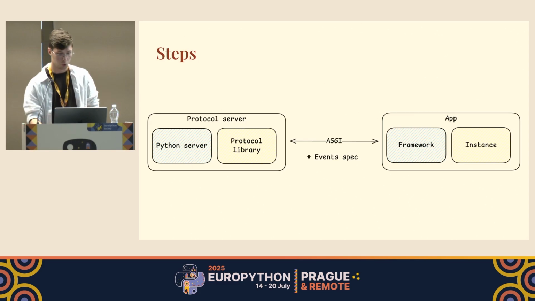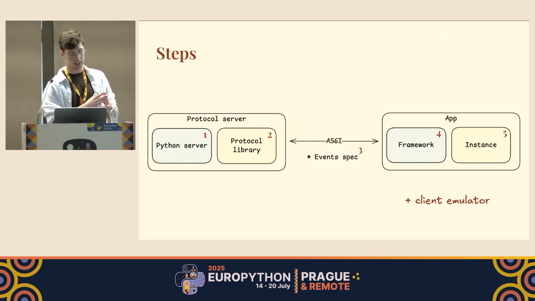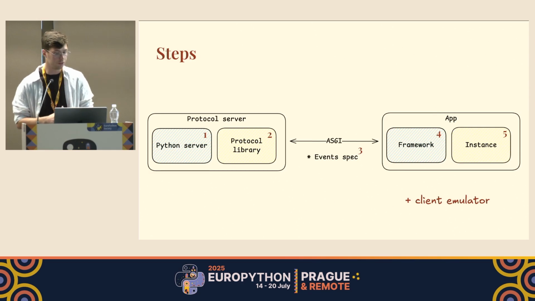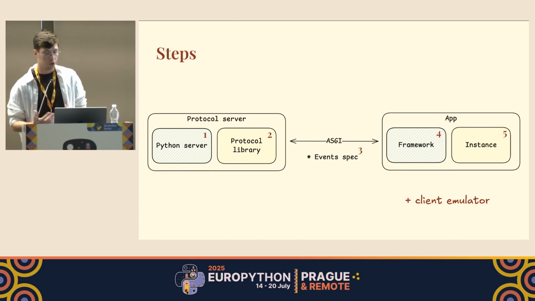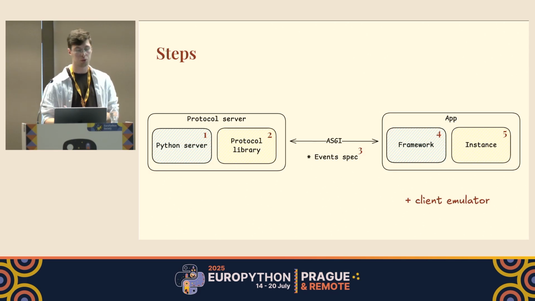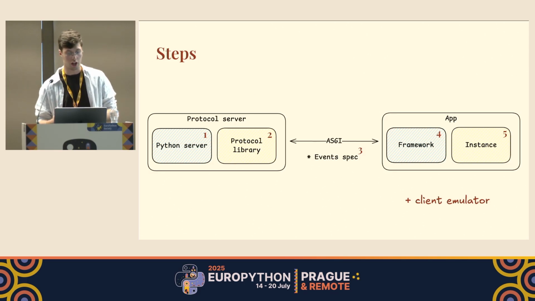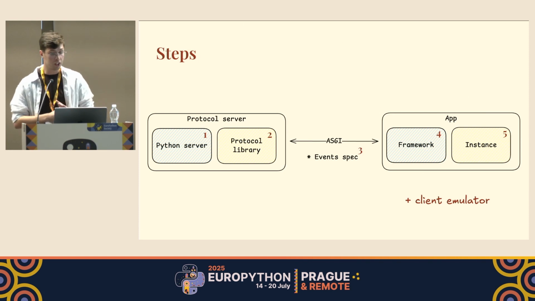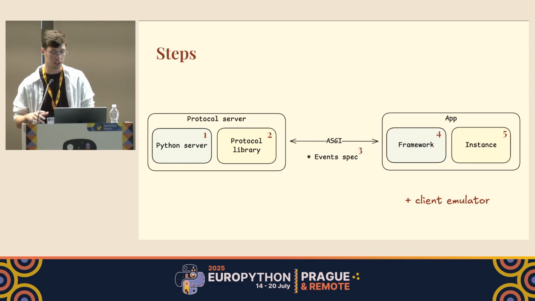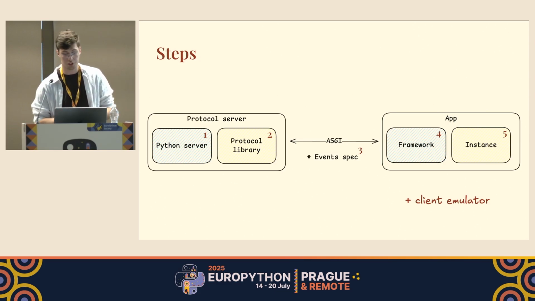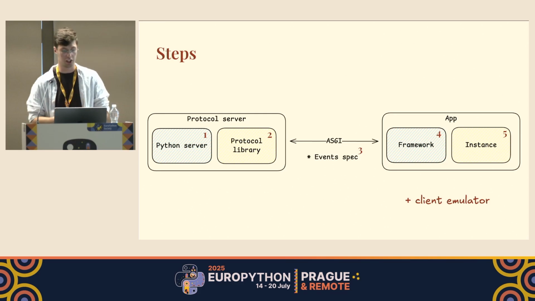So first of all, we need to build a protocol server, which will contain two key elements: a Python server itself and a protocol library for parsing the protocol. We also need to build an application, but as I said before, it would be nice to create a very high-level API, so we'd love to have a small layer of a framework that we can use as well, and our application can be just an instance of this framework. We'll have a very short implementation at the end.